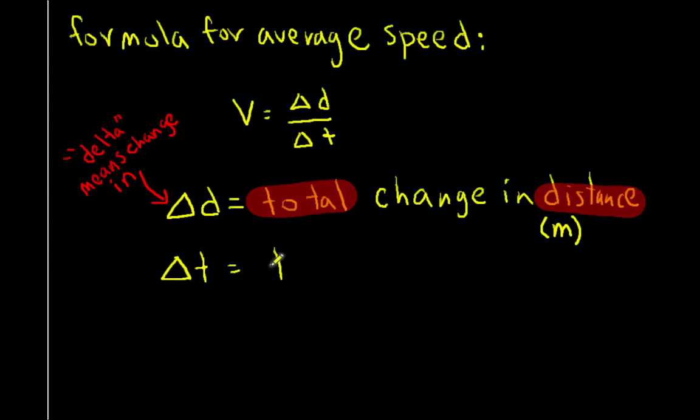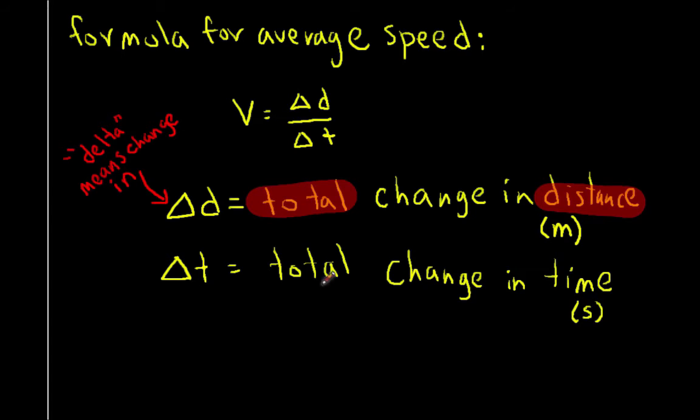Delta t means the total change in time. The delta reminds us that it's a change in time. This is measured in seconds.